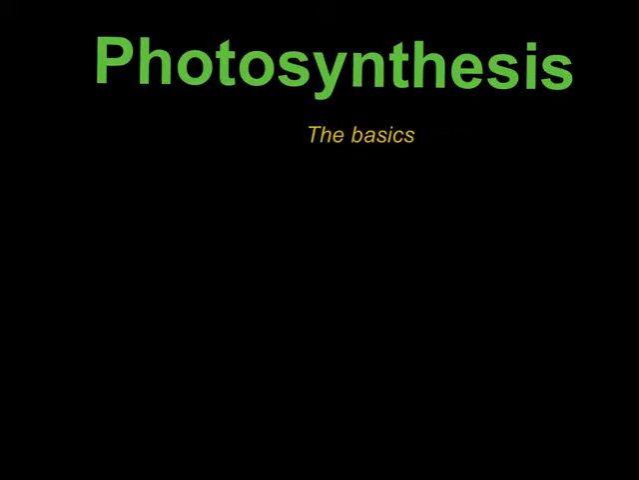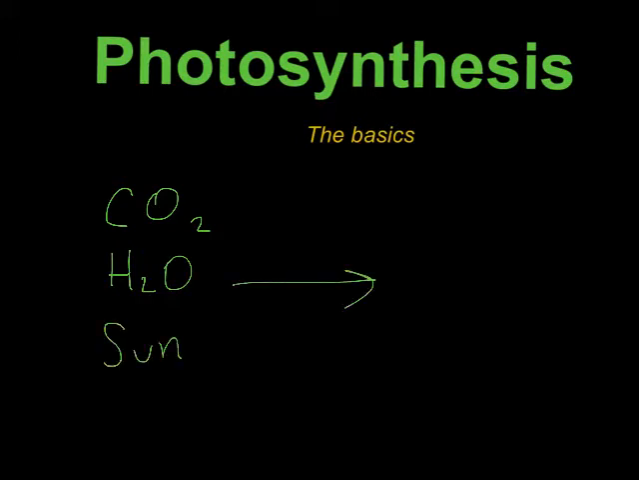All right, welcome. So today you can see that the topic is photosynthesis, although we're just going to be talking about the very basics of photosynthesis. What we're going to see is that photosynthesis is the process by which we take carbon dioxide, which is CO2, water, which we know as H2O, and sunlight, or at least light, and use those three things to convert the carbon dioxide and the water into glucose and oxygen, which is O2.